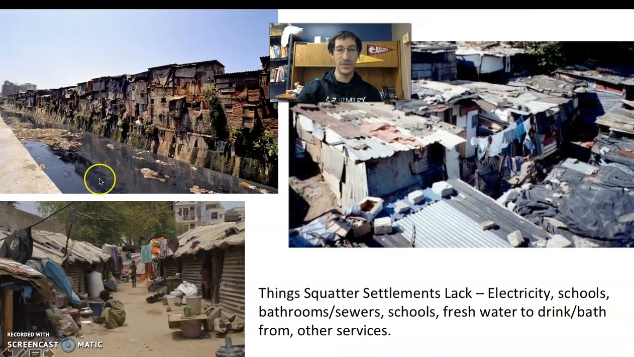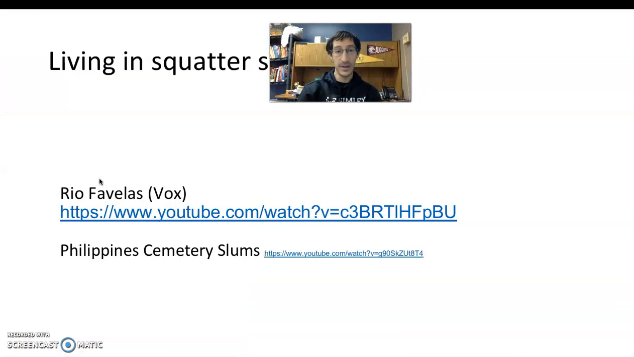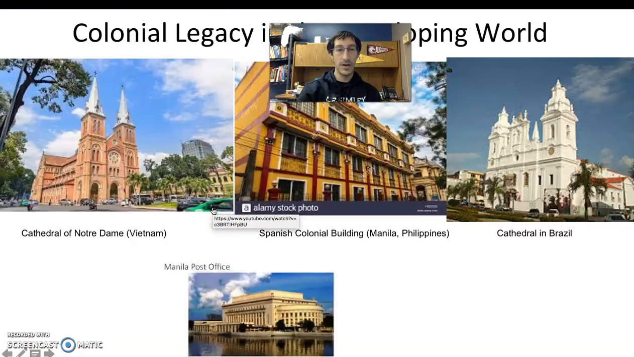So there's kind of the visuals here of some of the squatter or informal settlements, and the fact that in many cases they're built in kind of trash heaps. They're built with materials, whatever they can find. They lack electricity or stable electricity, schools, housing, bathrooms, and sewers. So you can kind of think, how does this connect to disease and levels of development within a country? We got 2 different videos that you can watch on that: the Philippines and the cemetery slums and how they're living there, and then the favelas within Rio.